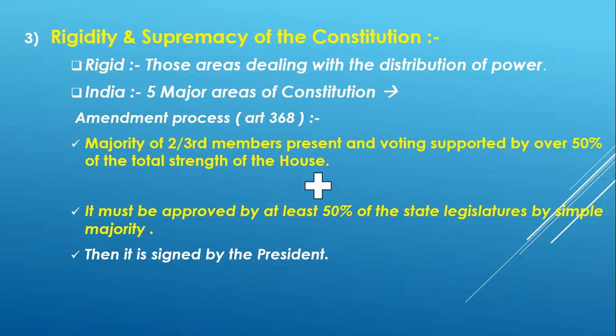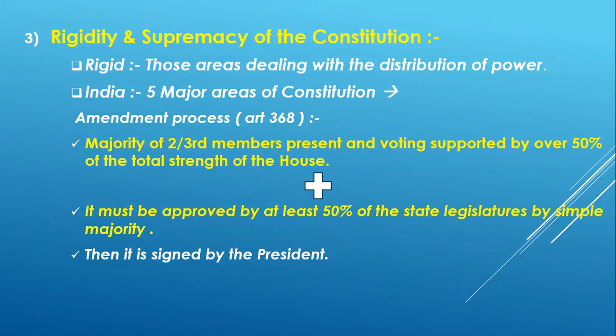I have taught you the topic of majority in much detail, so I do not expect that you do not understand the meaning of special majority or simple majority. So this bill should be approved by at least 50% of the state legislatures by simple majority, and after that the bill will be sent to the President for his assent. Then the President will sign it, and the bill will become an Act, meaning the Constitution will be amended.